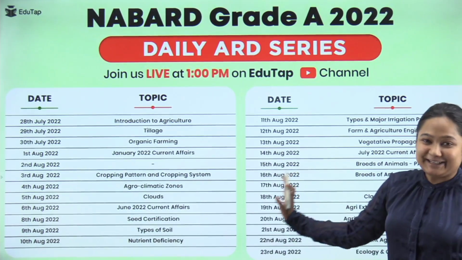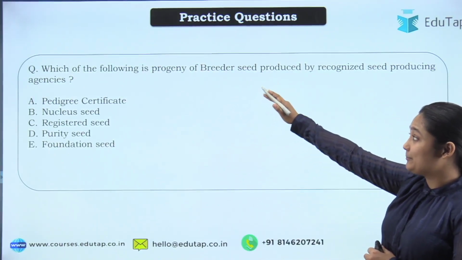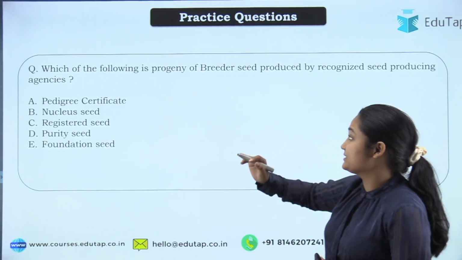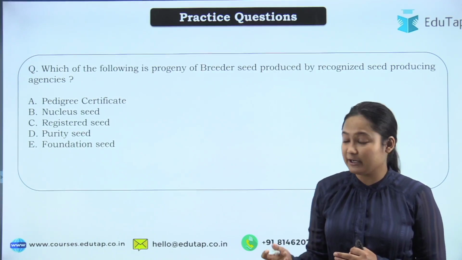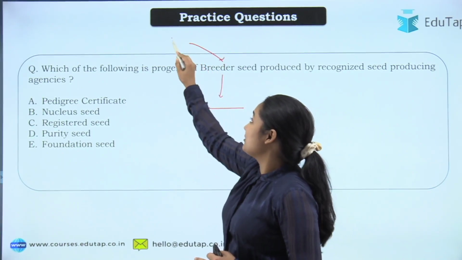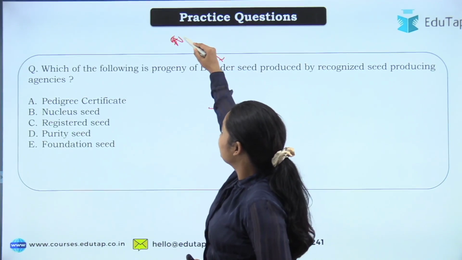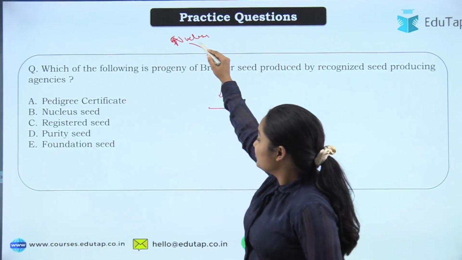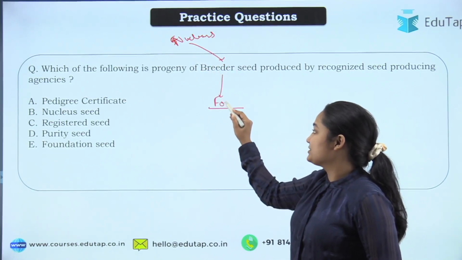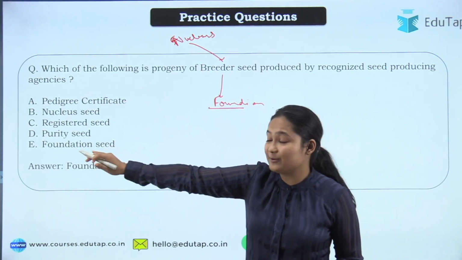Okay, so now that is out of the way, first we will talk about the homework question. Your question was, which of the following is the progeny of the breeder seed produced by the recognized seed producing agency? So we are talking about the progeny here, that means from breeder seed which seed will come. Breeder seed is the first seed that comes from the nuclear seed. So from nuclear seed your breeder seed comes, and from your breeder seed your foundation seed is developed. So of course your correct answer will be foundation seed.